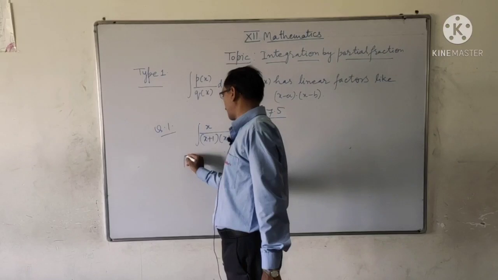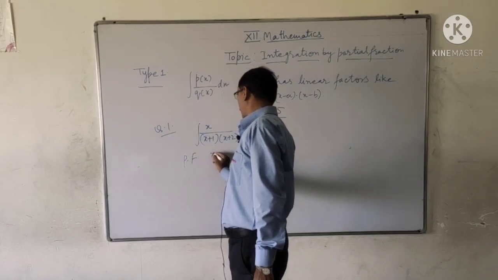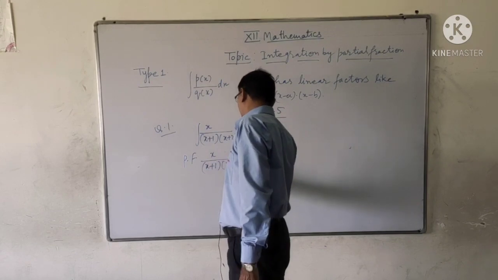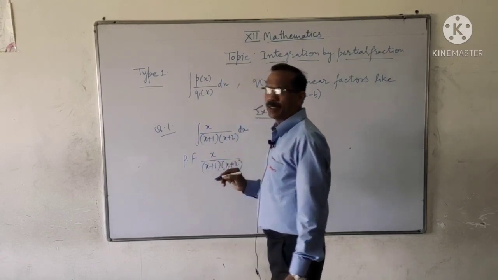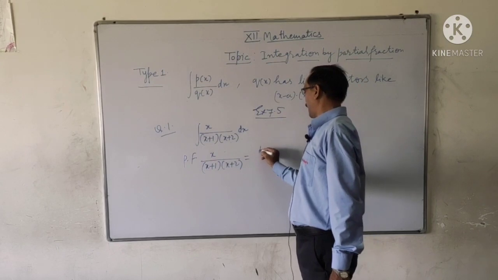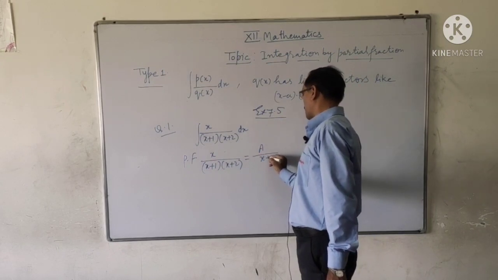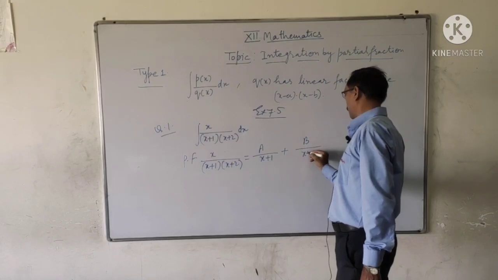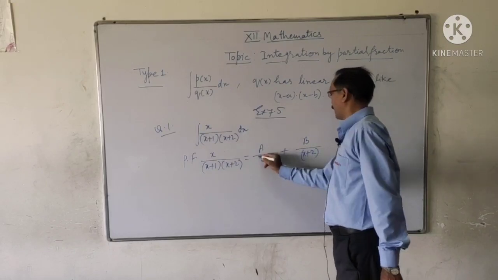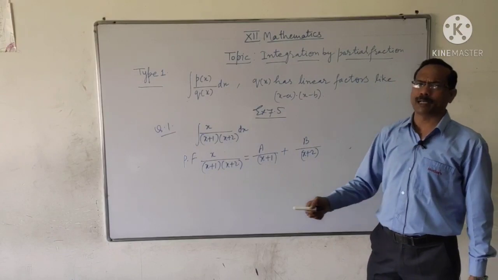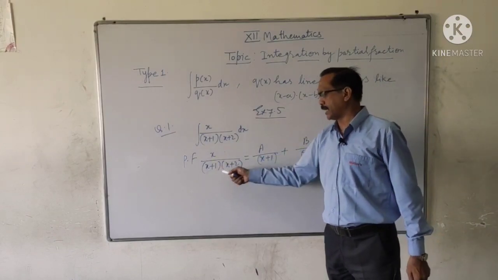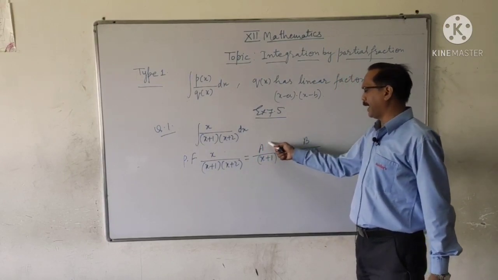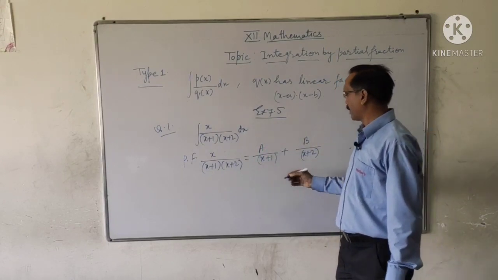So partial fraction of x upon x plus 1 into x plus 2 is equal to a upon x plus 1 plus b upon x plus 2. Student, here important thing is this: whenever there is a linear factor, we will take one constant, a and b.